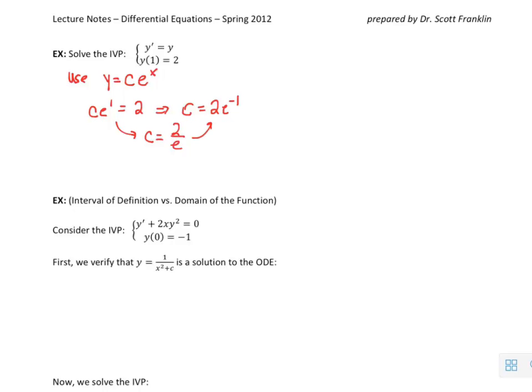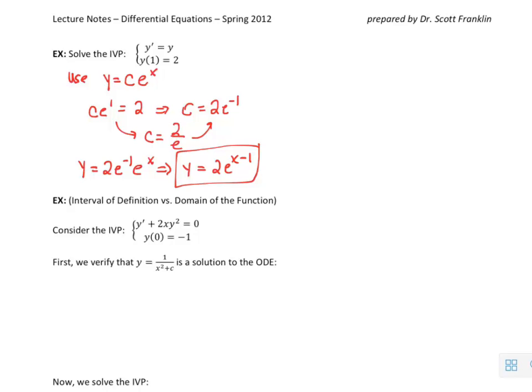So plug that into your solution, which your solution was y equals c e to the x. That's the general solution to the differential equation. And now we plug in 2e to the minus 1 in for c, and we can simplify that by rewriting it as y is equal to e to the x minus 1. And that solves our initial value problem.